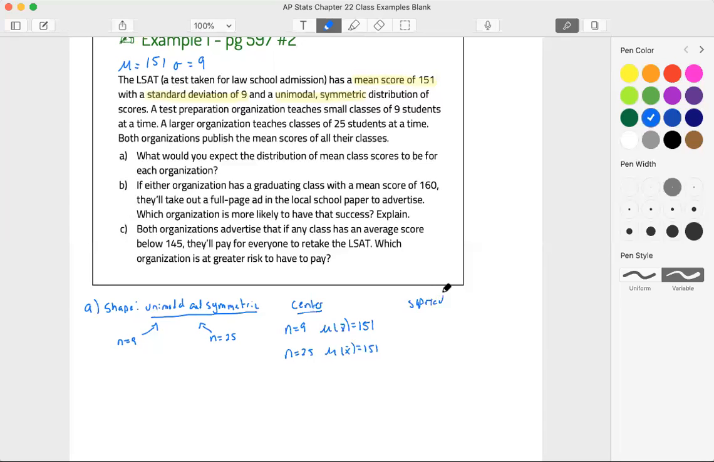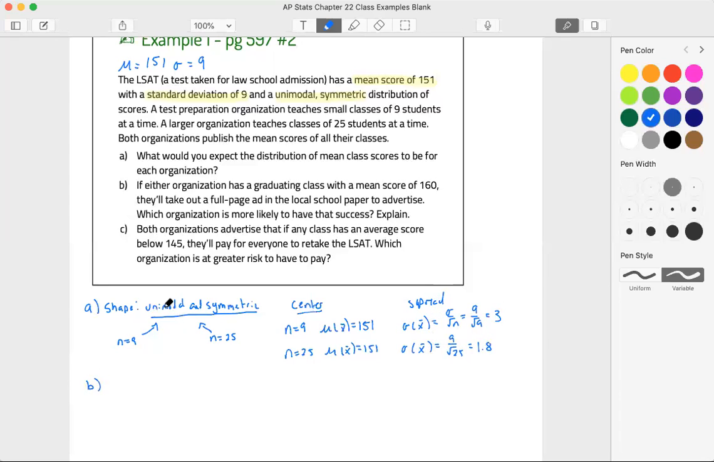And now for our spread, let's take a look at our standard deviation. So we have our sigma of x bar, and that's going to equal sigma over the square root of n. So that's going to equal 9 over the square root of 9, which equals 3. And then for my n equals 25 class, that is going to equal 9 over the square root of 25, which is going to be equal to 1.8.